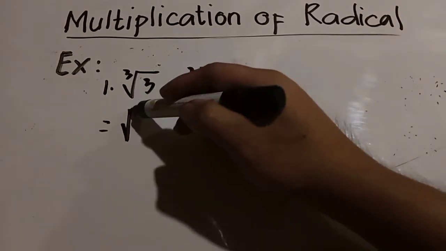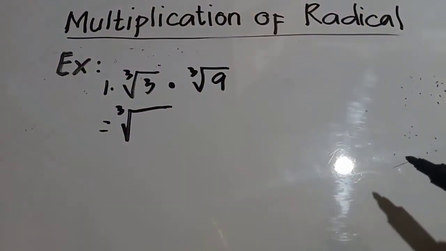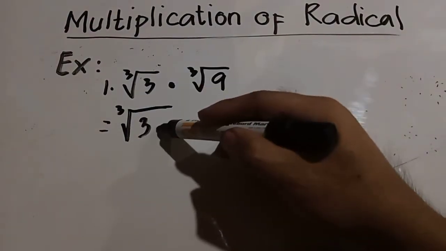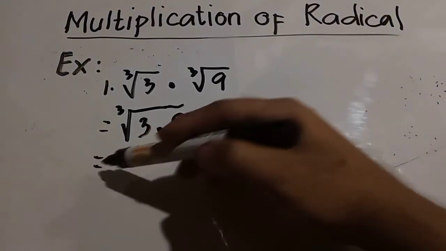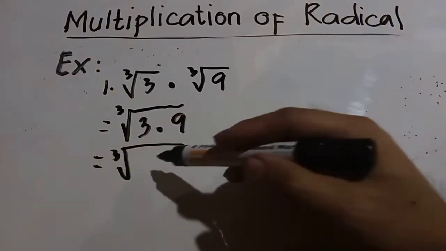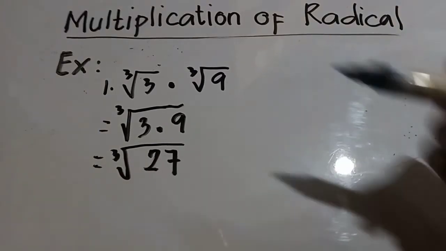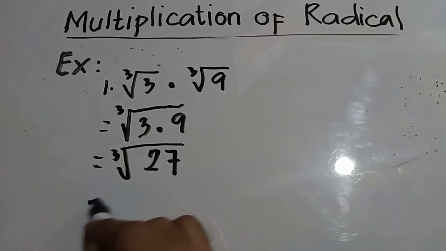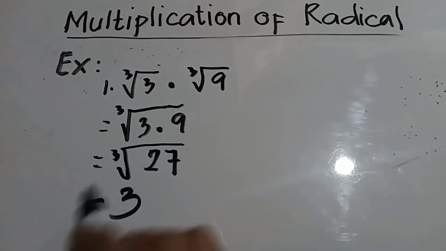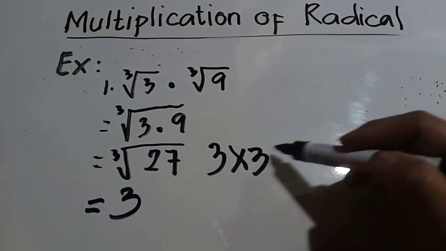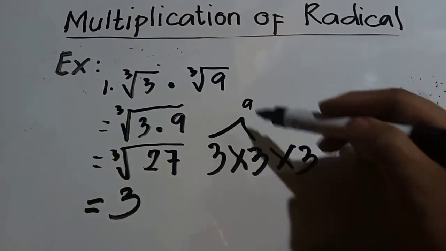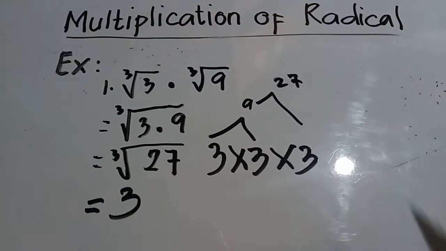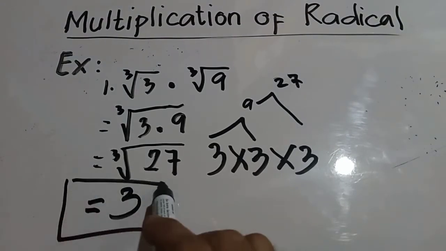So, copy natin ang ating third root. Ayan. And then multiply 3 times 9. Alright, so cube root of 3 times 9, that is 27. Okay. The cube root of 27 is what? That is 3. Why 3? Kasi 3 times 3, that is 9. Yan, 9 times 3, that is 27. Alright, so ang ating answer is 3. Nakuha.